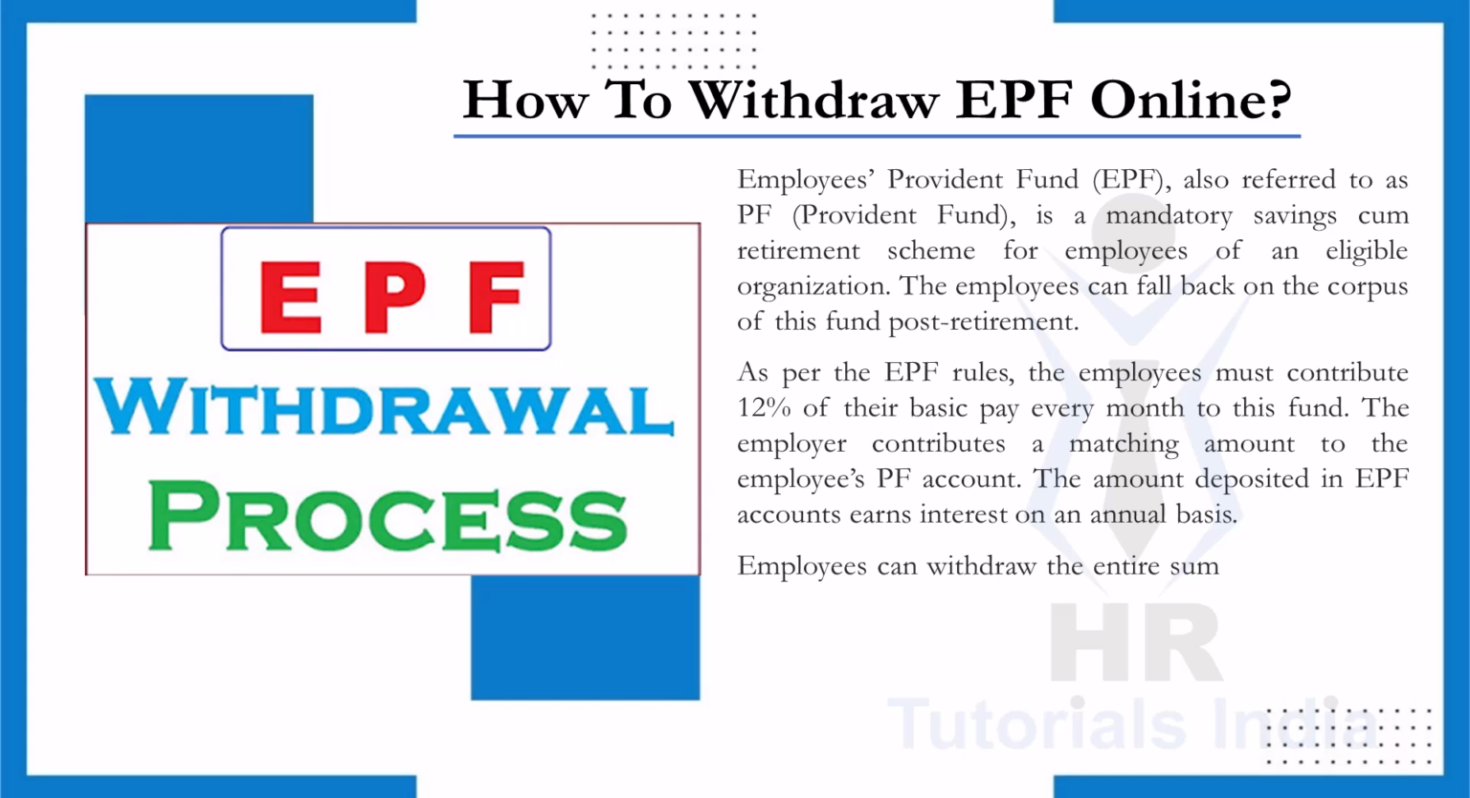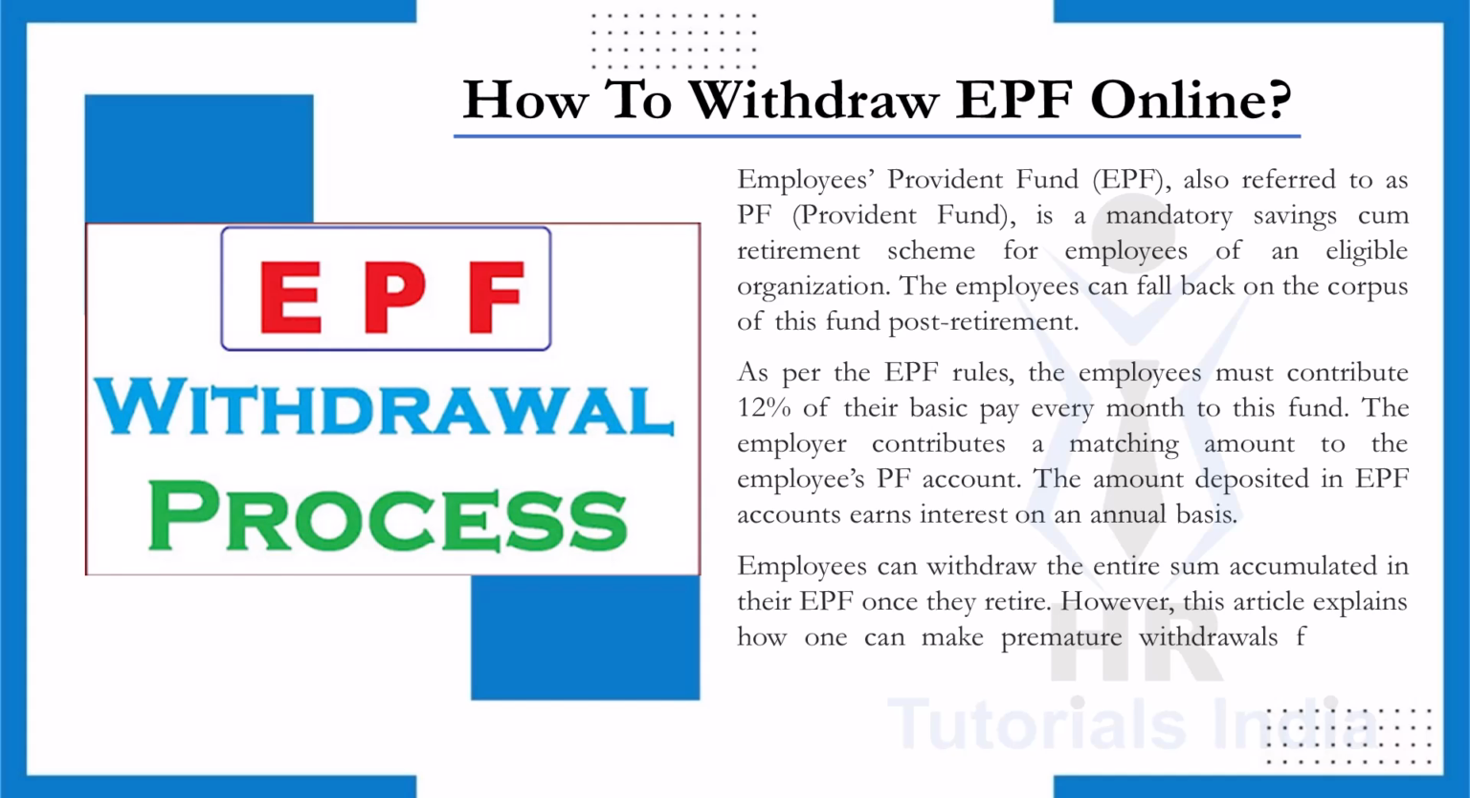Employees can withdraw the entire sum accumulated in their EPF once they retire. However, this article explains how one can take premature withdrawals from their EPF account after meeting certain conditions. In simple words, EPF is also called Provident Fund, which is a mandatory savings scheme for all the employees of an organization for their retirement. This EPF amount helps the employees as a corpus fund at the time of retirement.